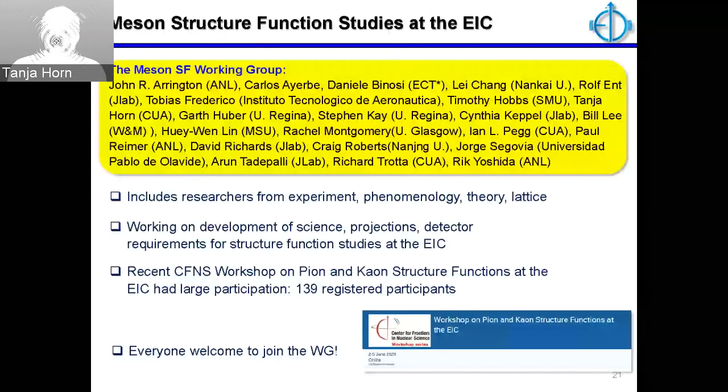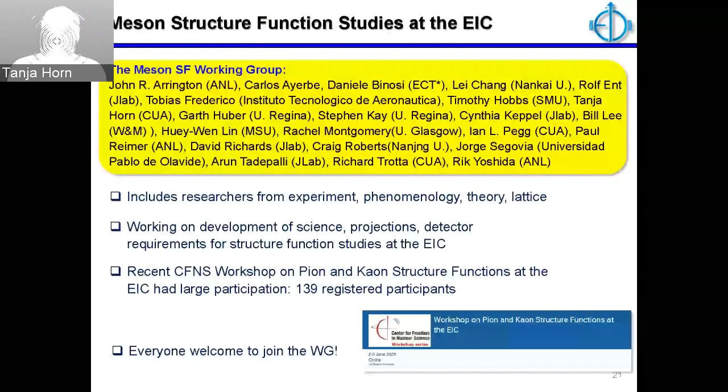And together we work on the development of the science projections and detector requirements for such structure function studies at the EIC. Recently we had a workshop, and that showed again the interest in this topic. The title is listed here. It was simply called a workshop on pion and kaon structure functions at the EIC. It was to be held at the Center for Frontiers in Nuclear Science at Stony Brook University. Of course, with the recent health crisis, this was held online, but still we had, as you see, quite a lot of interest, quite a lot of participants. If you're interested, of course, you're welcome to join this working group. You can email me or email one of the conveners listed on the EIC UG webpage.